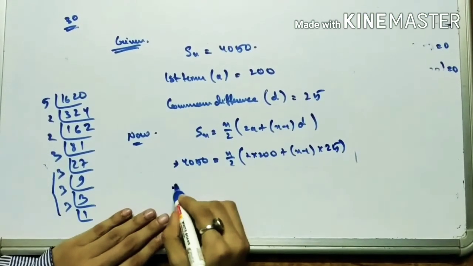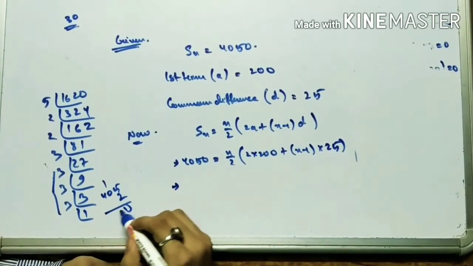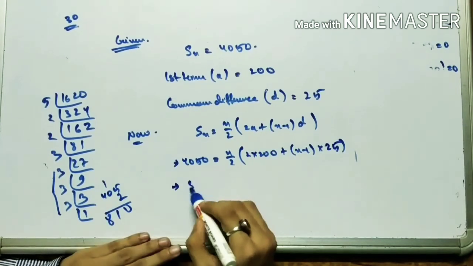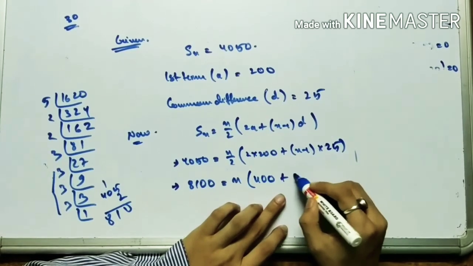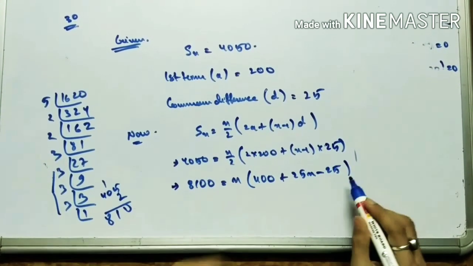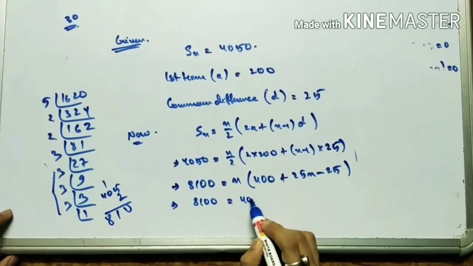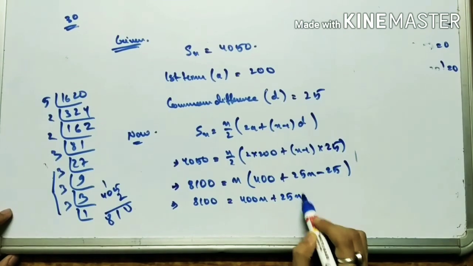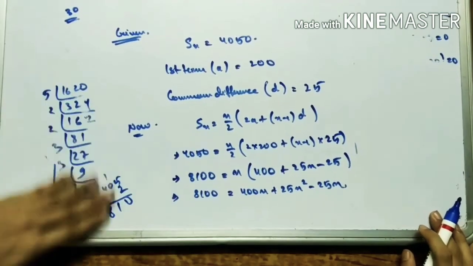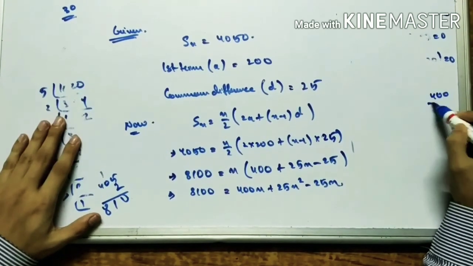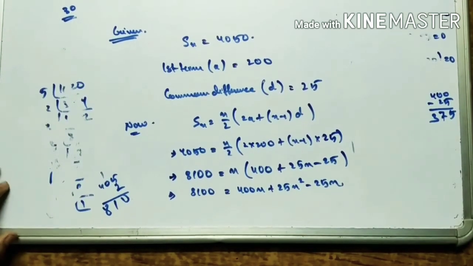Let me correct it. So 405 into 2, 5 to the 10, 2 0 0 1, 4 to the 8. So this is 8100 is equals to n 400 plus 25n minus 25 I will get. Yes, 25n minus 25. So 8100 is equals to 400n plus 25n square minus 25n. Now 400n minus 25n, how much will I get? 400 minus 25 is 375.